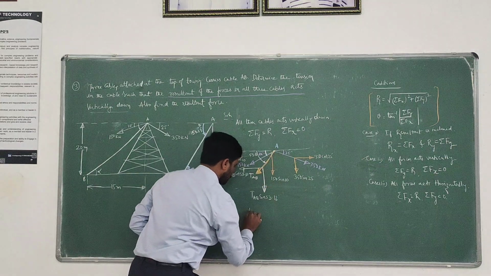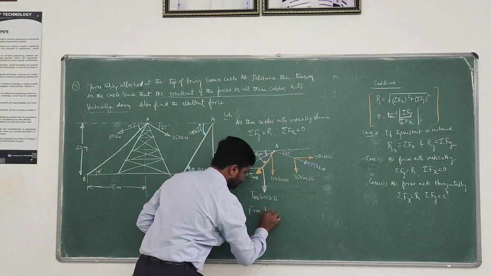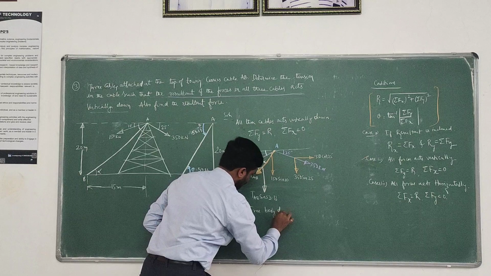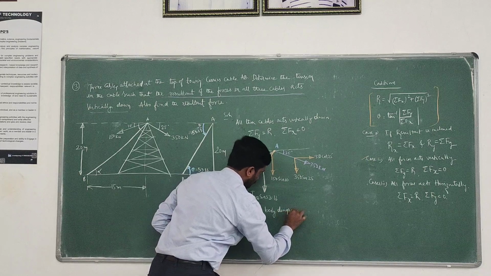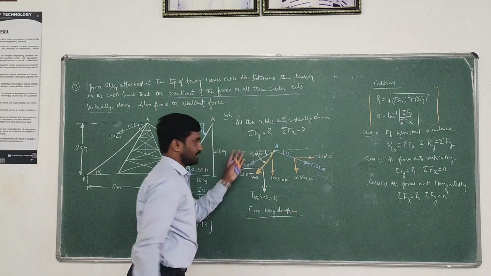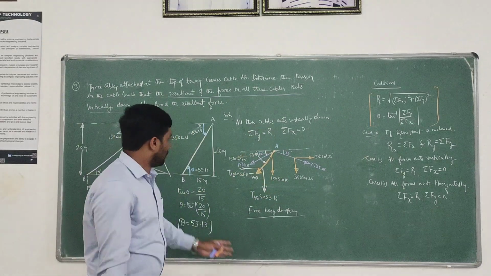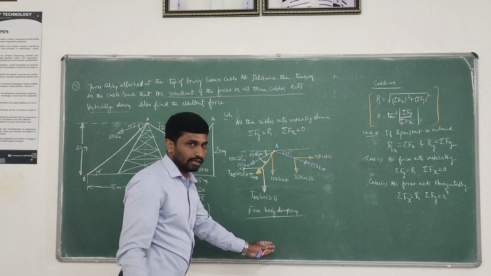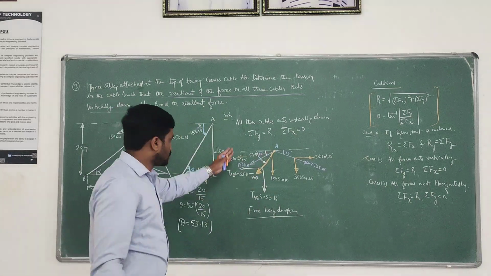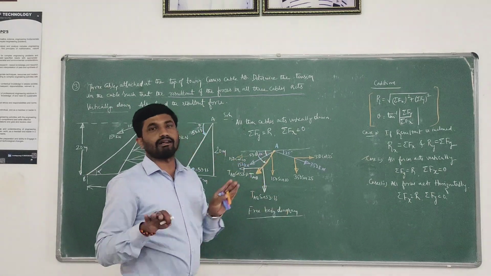This is called the free body diagram. Up to here, the weightage is 50%. If it's a 10-mark problem, to solve up to here correctly, you are getting 5 marks. If you make a mistake here, you are losing the entire allotted marks.